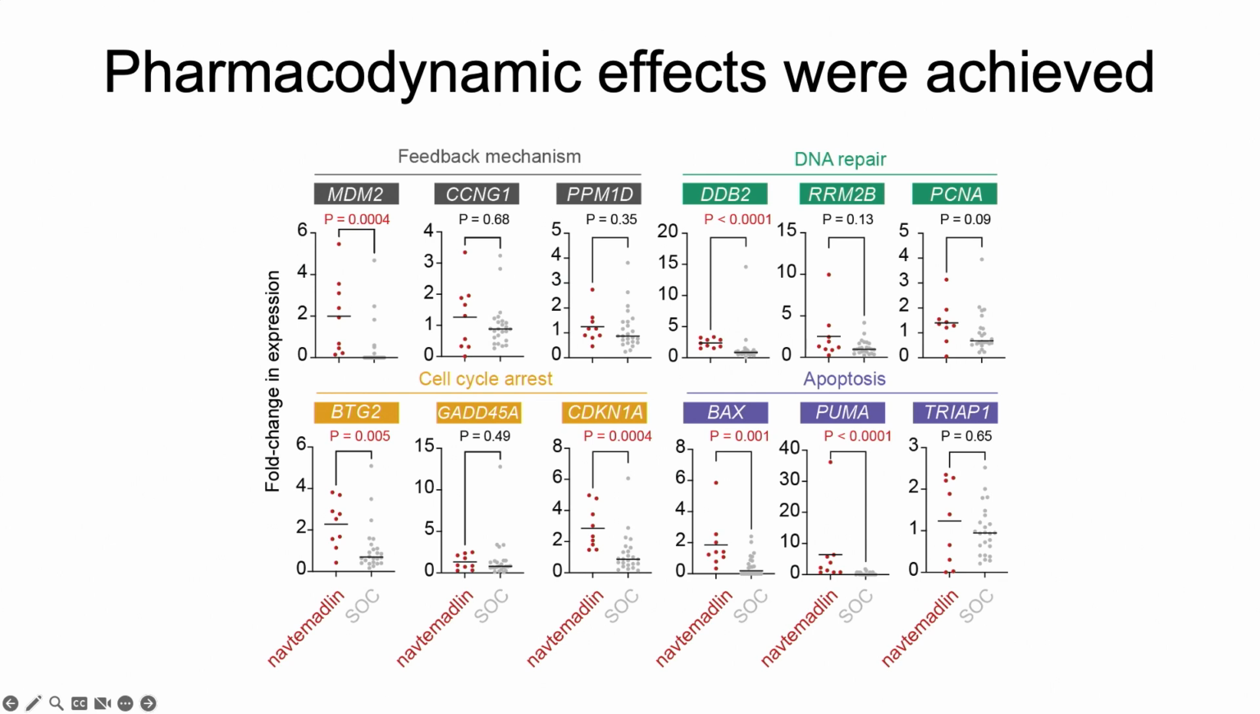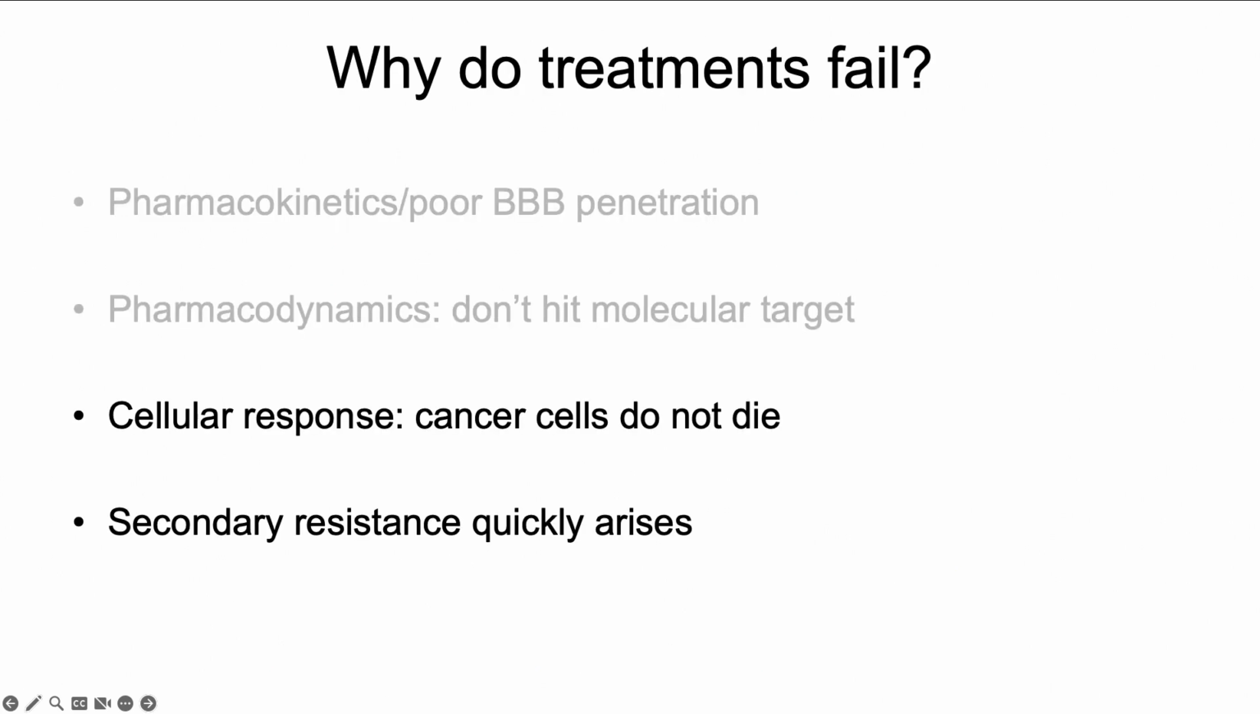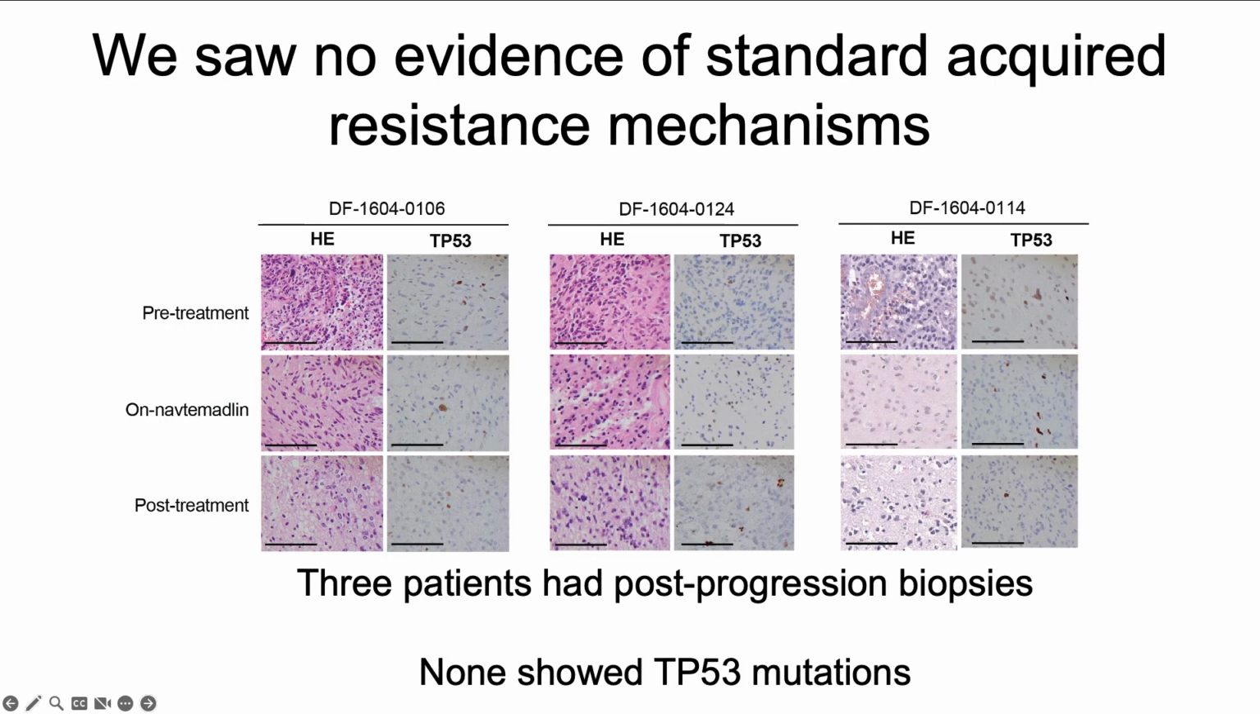So when you look at tumors that were resected after, these tumors had been previously treated with radiation and chemotherapy, as I'd indicated, and then this was a follow-up trial when the tumor had come back. So we compared these to tumors that had come back but had not been treated with navtemadlin, and there were these significant differences, right? So we can argue that pharmacodynamics was not the problem, right? So then, well, is there a cellular response?